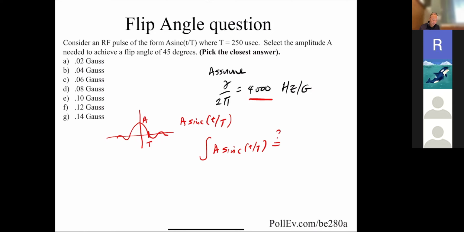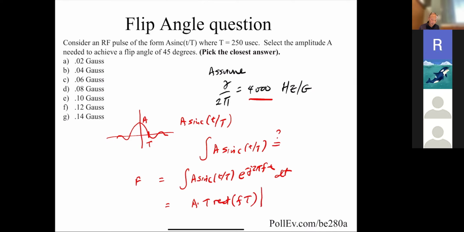Here's a clue. If I write e to the minus j 2 pi f t, what does that look like? That's the Fourier transform of my object. So what's the Fourier transform of a sinc function? A rect function, right? So we apply the scaling theorem. We know the Fourier transform is equal to A times T rect of f T, by applying the scaling theorem.